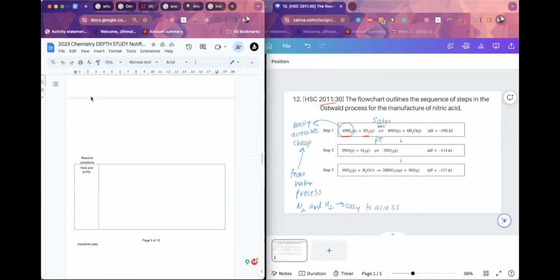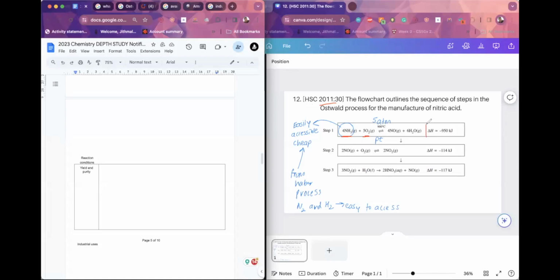Conditions of the reaction. Whenever I come across these equilibrium systems, I ask myself, what is the enthalpy? Is it an exothermic reaction? Is it an endothermic reaction? And how does the pressure affect the system? So I'd have to look at the number of gaseous moles and I'd have to look at the enthalpy.